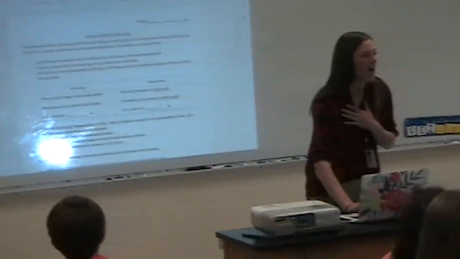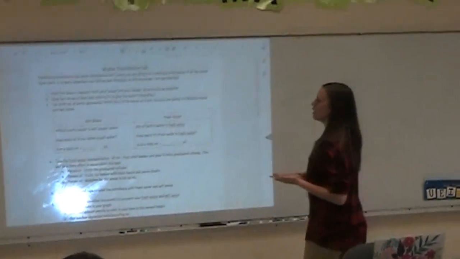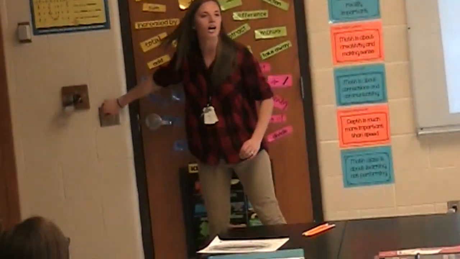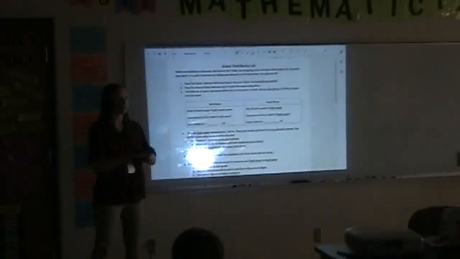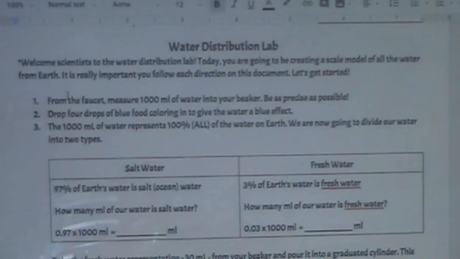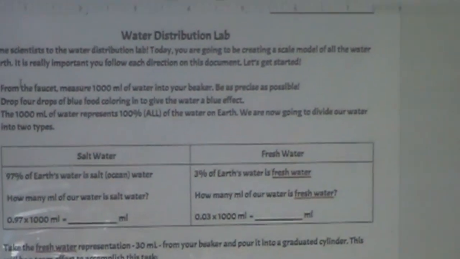What I'm going to ask of you in your group is that when you get back to your lab, you carefully go step by step on your direction sheet to be able to accurately create a model of all of Earth's water. So here are my directions to start. Welcome, scientists, to the Water Distribution Lab. Today you are going to be creating a scale model.